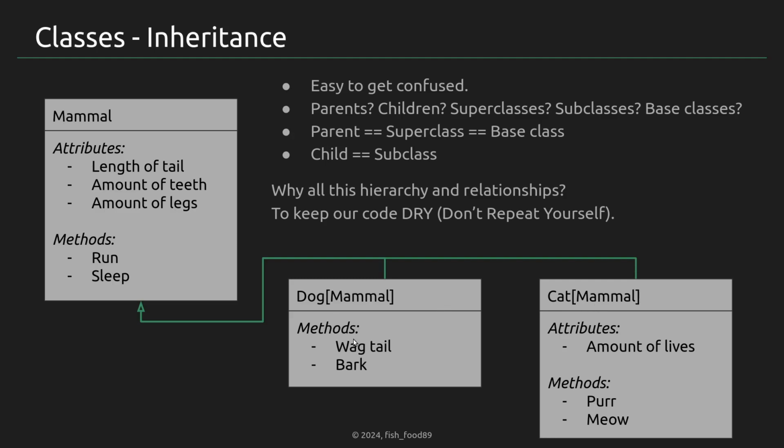But then for dog, we just need to give two methods that aren't in mammal, because these aren't common for all mammals, but they're specific for dogs. And then for cat, the same thing. It has amount of lives and per meow, but because of this mention that it extends mammal, both cat and dog have all of the attributes and methods that are in mammal, but we just don't need to write them out here separately because we have this link here.